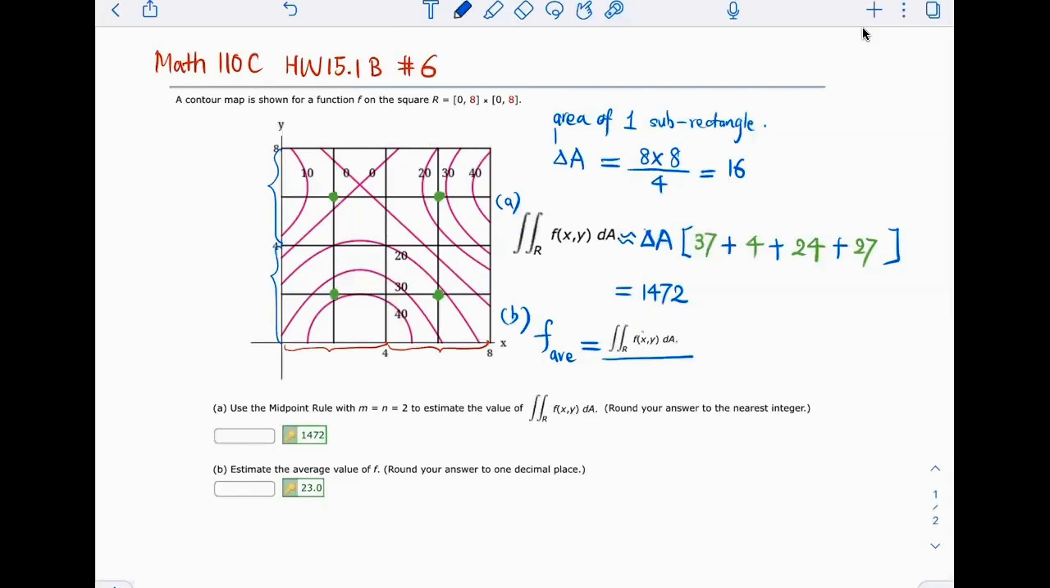And the area here we already calculated, it is 8 times 8, so it's 64. So the big rectangle is 64. So that is about 1472 divided by 64. That's equal to 23.0. So the answer here is 23.0.